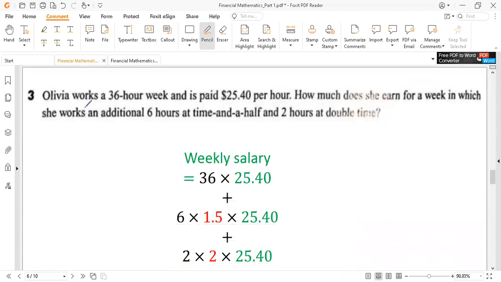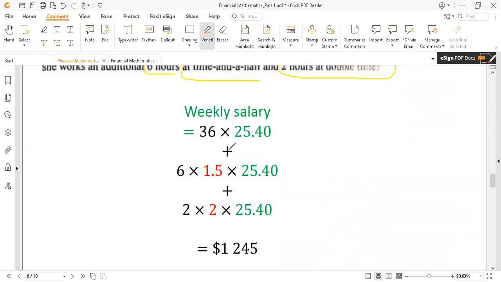So it is easy. Olivia works a 36-hour week and is paid $25.40 per hour. How much does she earn for a week in which she works an additional 6 hours? She worked 4 hours as overtime at time and a half and 2 hours at double time. So we have additional payments.